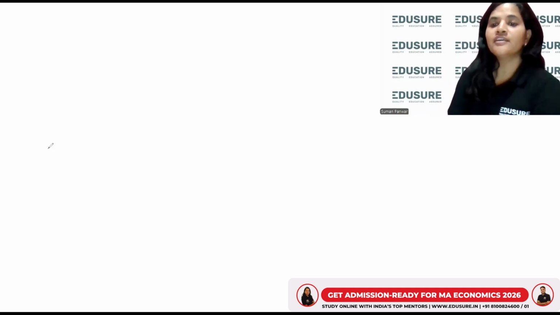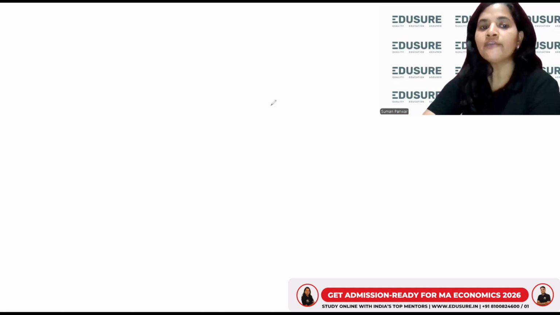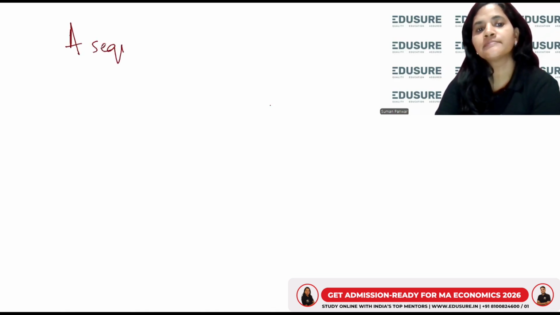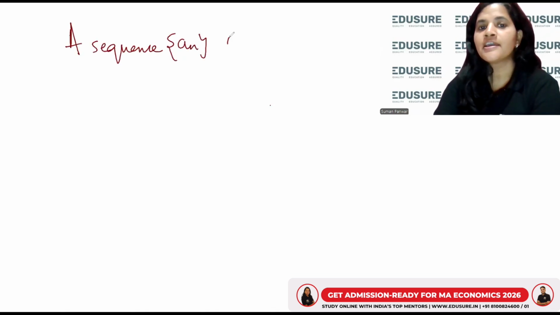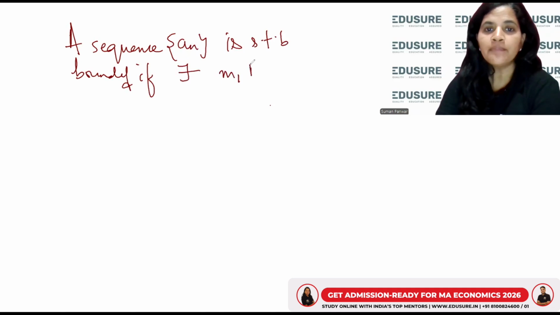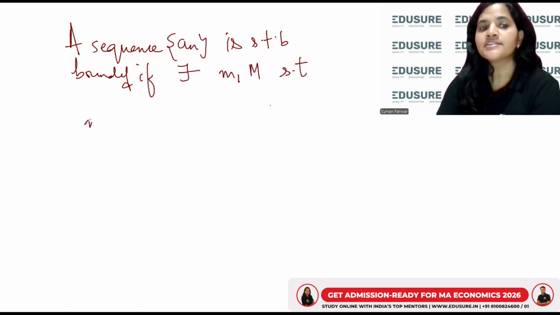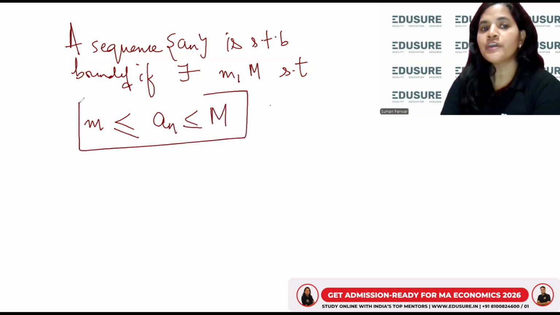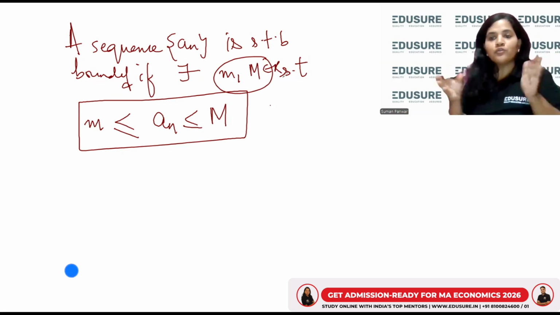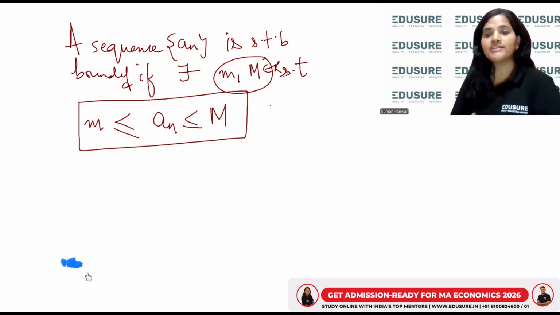Now we have already done what a bounded set is, so it is similar to that. A sequence is said to be bounded if I can bound it between two real numbers. So a sequence an is said to be bounded if there exist small m and capital M such that small m is less than or equal to an is less than or equal to capital M. So if there are two real numbers such that I can limit my an between them, then I say that my sequence is a bounded sequence.